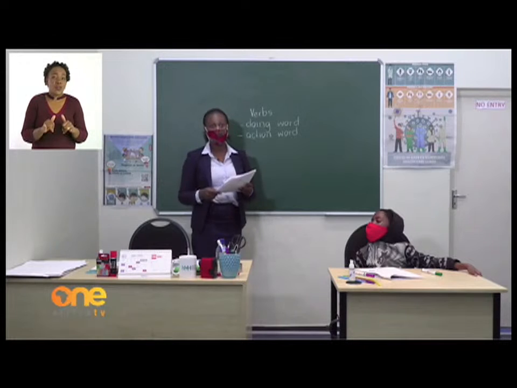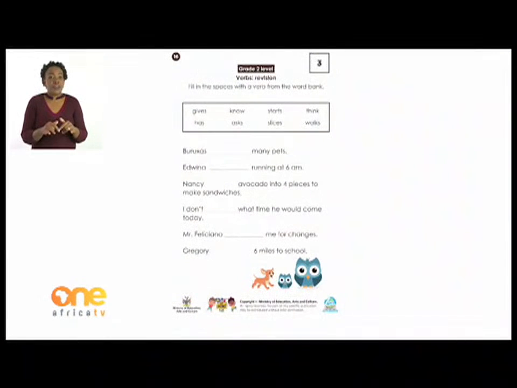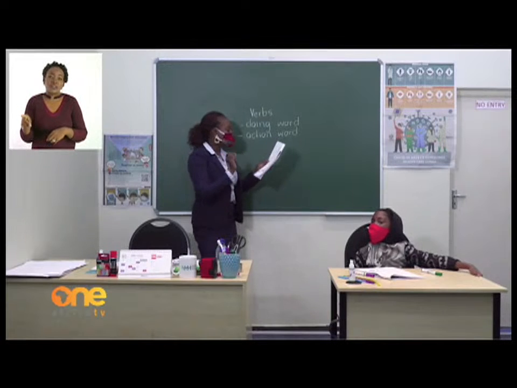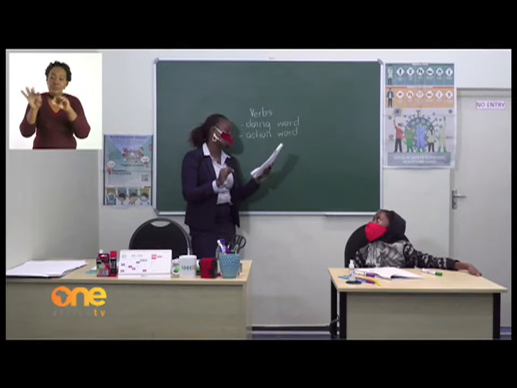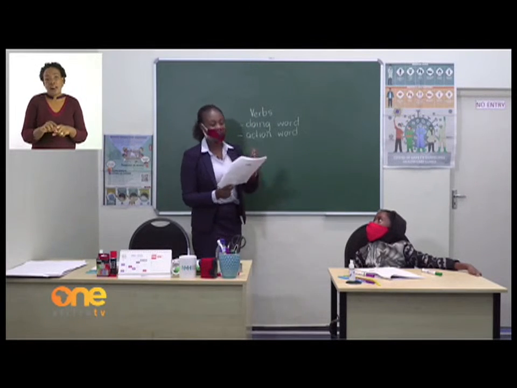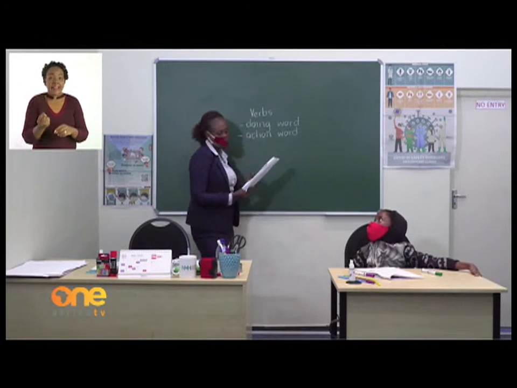Now, this is what we are going to do. I want you to choose a verb to complete the given sentences below. I'll start by doing number 1 and 2 with you. The first question is, Baruch says dash many pets. So, you are going to choose a word to complete that sentence. I'll do it for you. Baruch says has many pets.